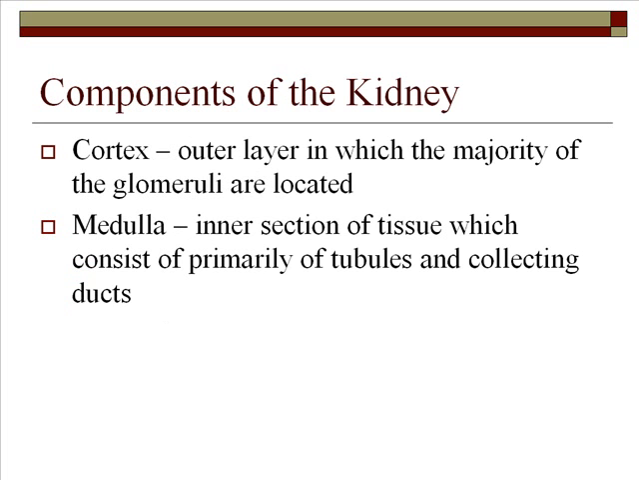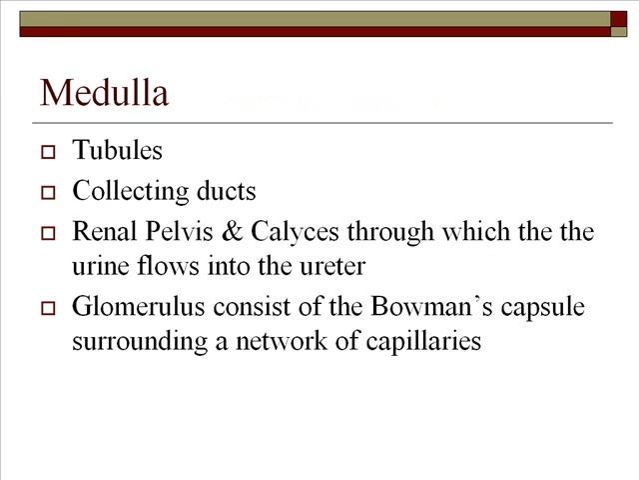Now, the kidney is also broken down anatomically into a cortex and medulla, just as we talked about with the adrenal gland. Cortex is the outer layer, which has the majority of the functional units of the kidney, referred to as the glomeruli. And then the medulla, which is the inner part of the tissue, consists primarily of the tubules and the collecting ducts in the kidneys as well. Again, the medulla, the tubules, the collecting ducts, the renal pelvis, the calyces, these are the structures through which urine will flow. They will flow through this collecting system into the ureters. The ureters are the tube-like structures that lead from the kidneys down into the bladder.